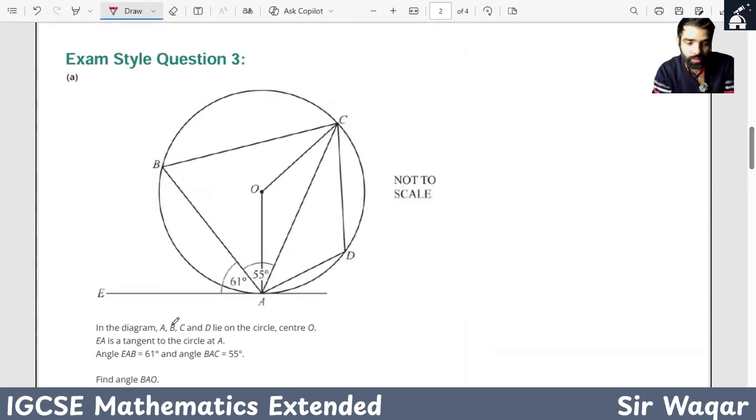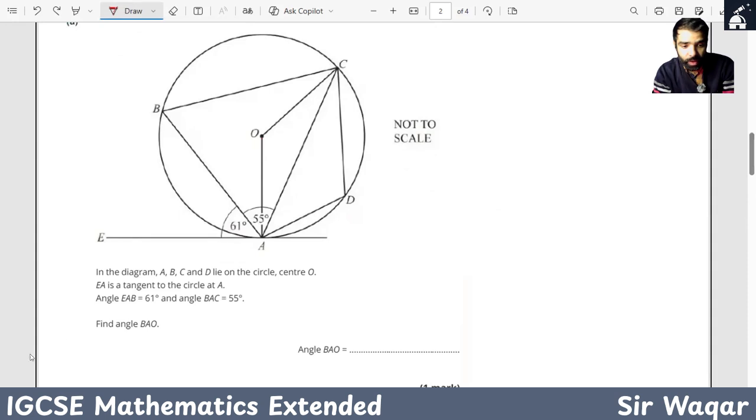In exam style question 3, we have the diagram. In the diagram, A, B, C, and D lie on the circle, and the center of the circle is O. EA is tangent to the circle at A. Angle EAB is 61 degrees, and angle BAC is 55 degrees. So first we have to find angle BAO. Angle BAO is this angle.